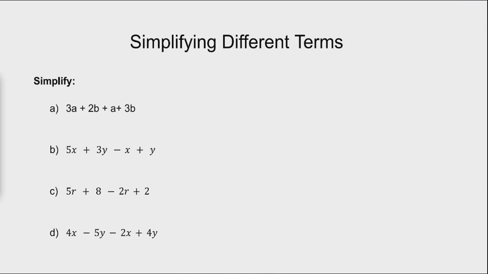Hello everybody, welcome back to a GCSE maths video. In this video, we'll be looking at simplifying different terms. So in the previous video, we looked at collecting like terms. So that said, if we had something like 3a plus a, well, because it has the same letter component, we can add it. So it's simply 4a.